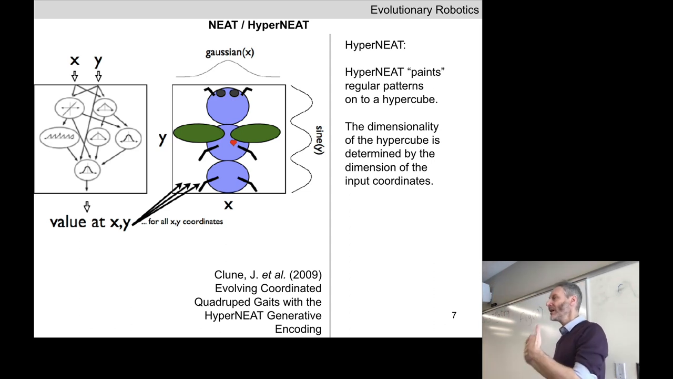So there are good reasons to discover modules and then repeat them or spread them out over space and time in organisms. And as we're going to see in a moment, we can ask the question, is that also useful for machines? And you can guess we wouldn't be talking about this if it wasn't useful for machines.